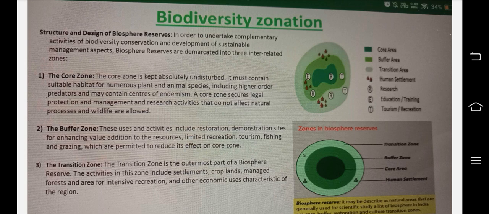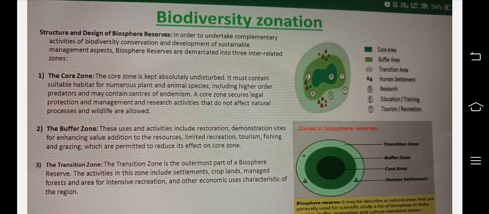It must contain suitable habitat for numerous plant and animal species, including higher order predators, and may contain centers of endemism. The core zone secures legal protection, and management of research activities that do not affect natural processes and wildlife are allowed. Then the buffer zone.